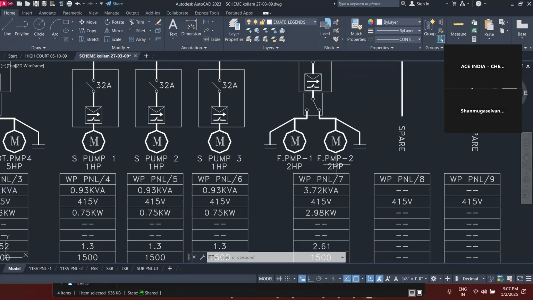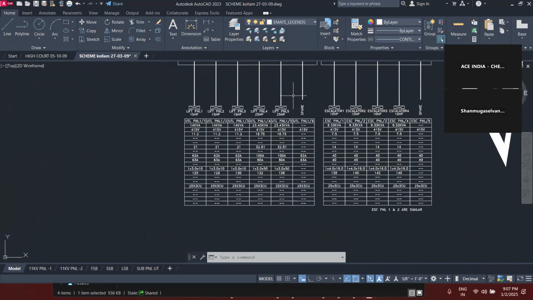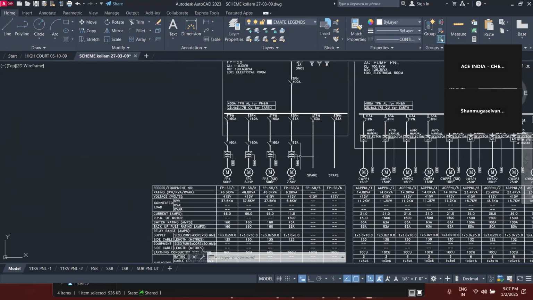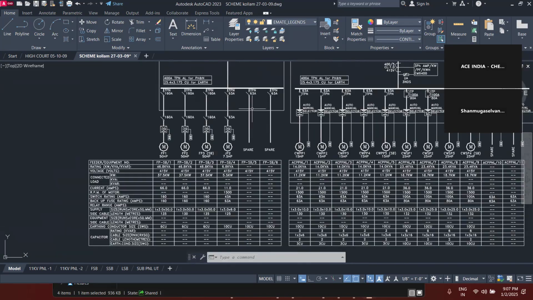Then F pump will be fire pump in this case. Okay, so FP here is fire pump. All our single pumps are taken here. Again, here you can see that a spare is taken. Okay, so in case you're adding more pumps, you can add a spare, and this will also be calculated. The load will also be calculated here.